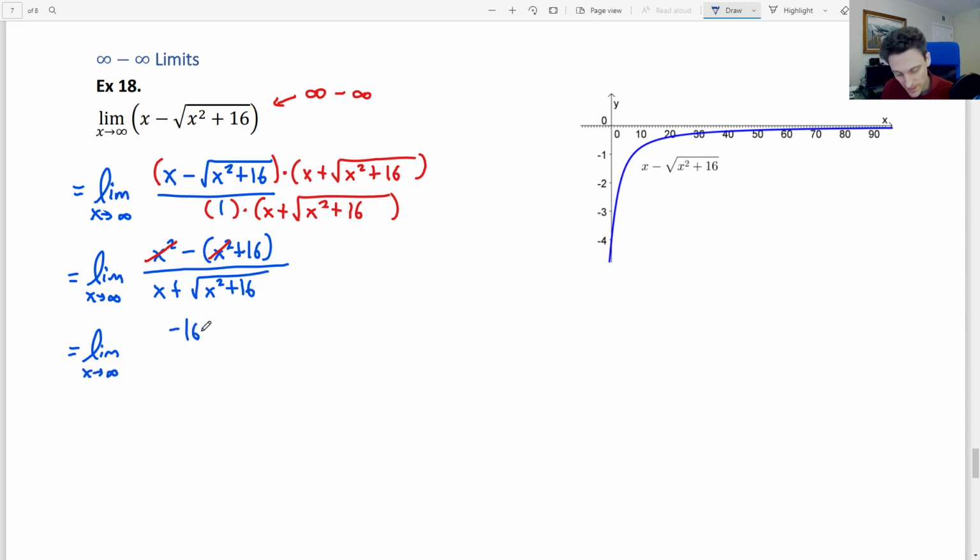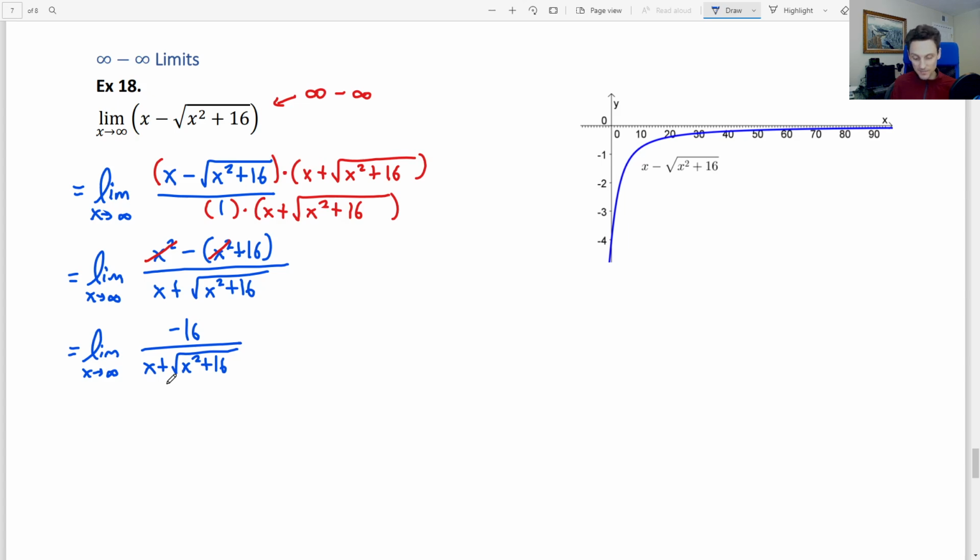So we have negative 16 left on top. And now that the dust has cleared, we can see where we stand. Or sit, because you're probably sitting right now. Well, the situation has changed a little bit. Now we don't have an infinity minus infinity. Here we have a plus in between because of our conjugate. So we have an infinity plus infinity.